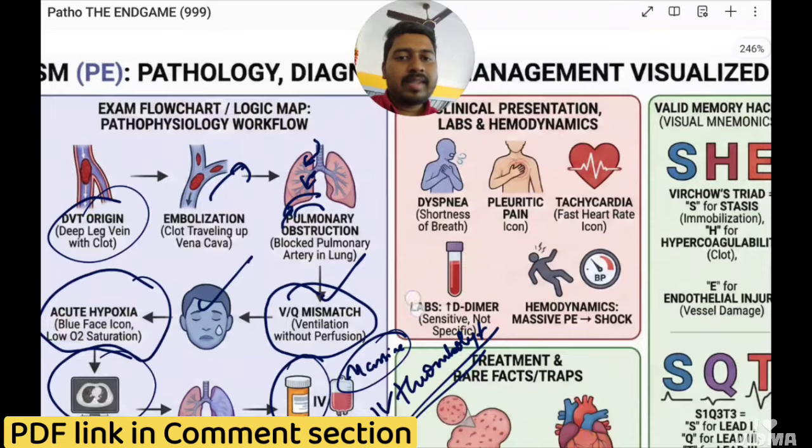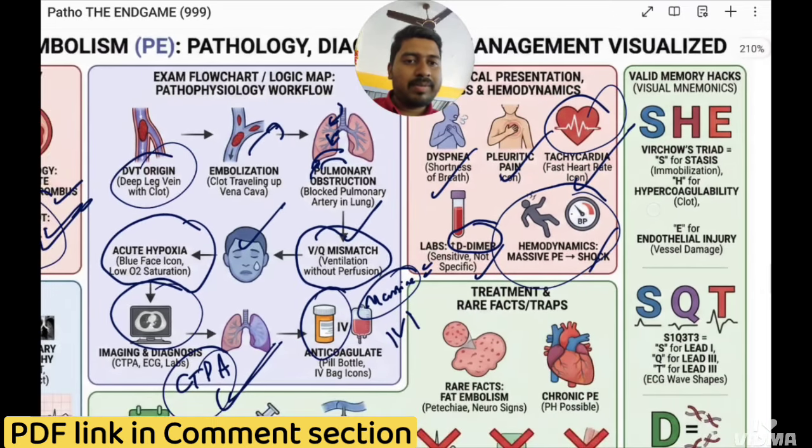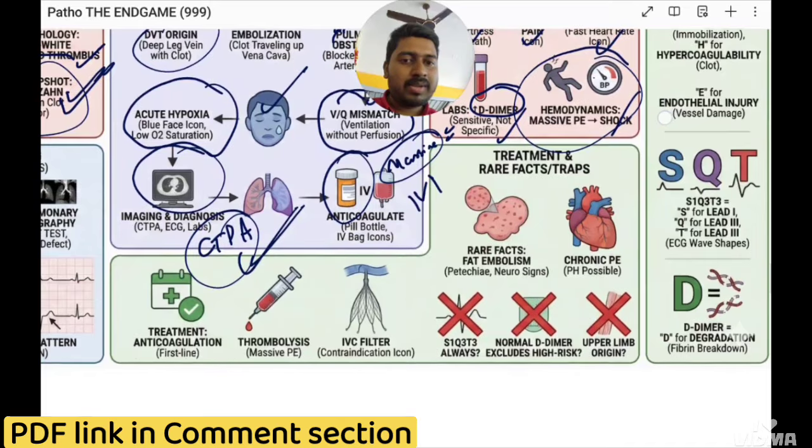Okay, so dyspnea occurs, pleuritic pain occurs, tachycardia also occurs. Okay, D-dimer is a lab parameter which is sensitive, but it is not very specific to pulmonary embolism only, but it is sensitive. Which is the best investigation? It is CT pulmonary angiography. Okay. So this is massive pulmonary embolism causing shock. Treatment is IV thrombolysis. Okay.